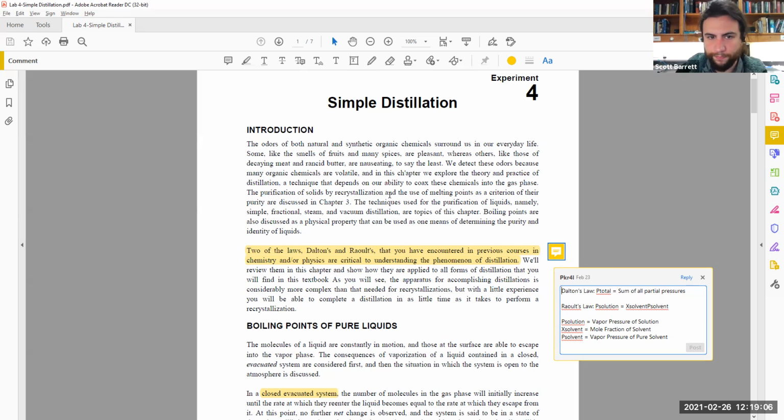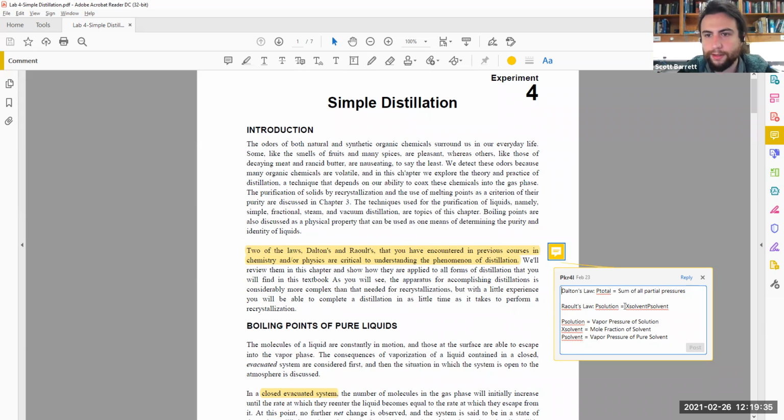However, the main thing here, the two of the laws, Dalton's and Raoult's law, that you have encountered in previous courses in chemistry and or physics are critical to understanding the phenomenon of distillation. So firstly, Dalton's law, which is the total pressure of the system is the sum of all of the partial pressures. So if you have three substances within a system and it's A, B, and C, then the pressure of A plus pressure of B plus pressure of C is equal to the pressure of the total system together.